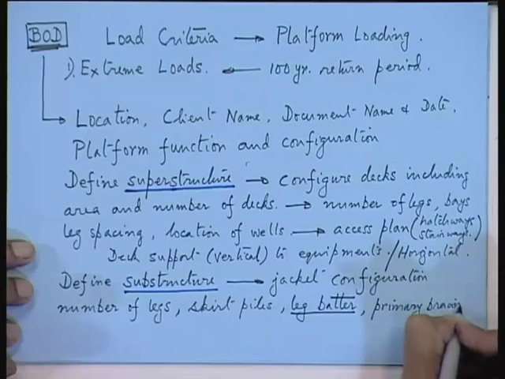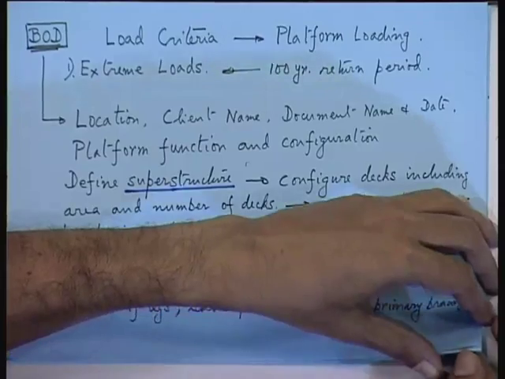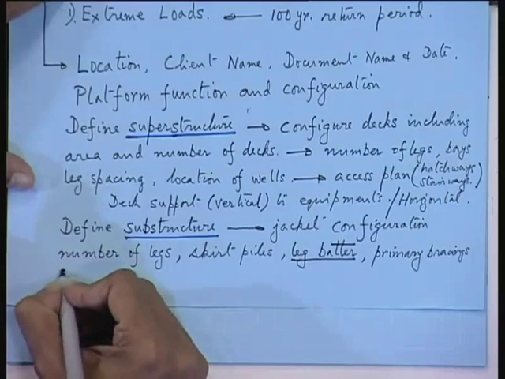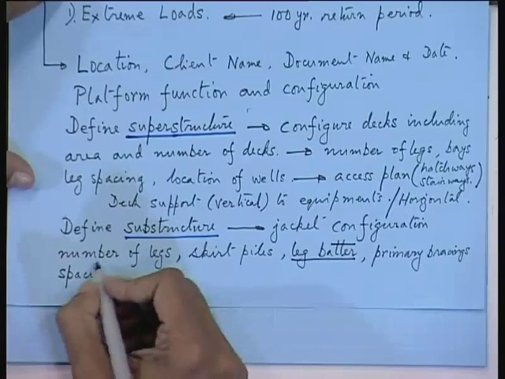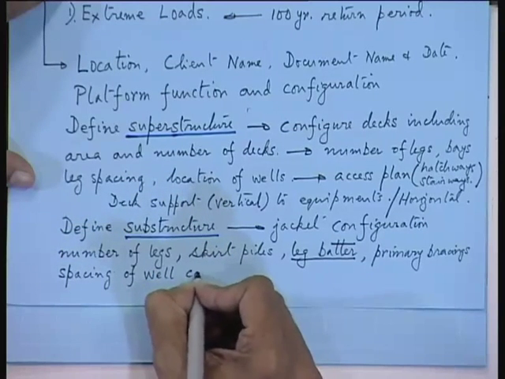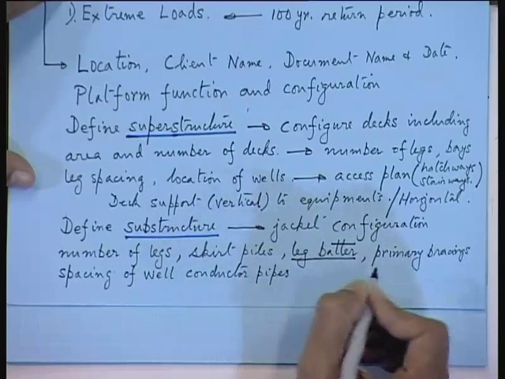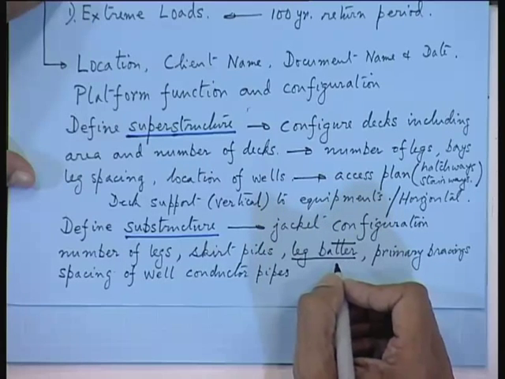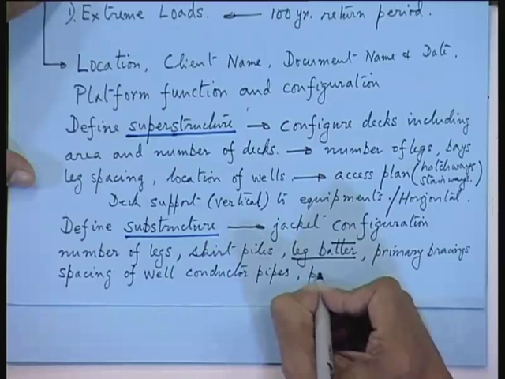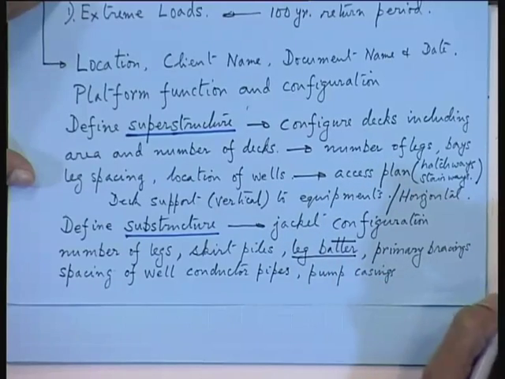Bracings are support that you give to the legs in the jacket. Then after this, this is coming onto the substructure. Then spacing of well connectors, or rather spacing of well conductor pipes. This will come under the substructure. Then pump casings. All these things you have to decide.